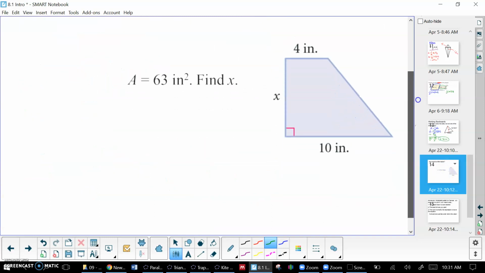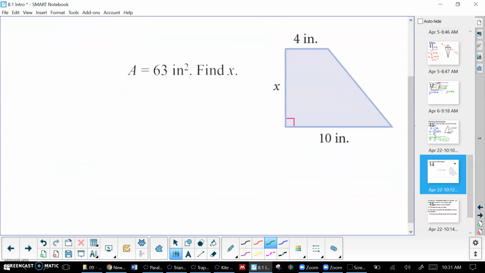Now the last one, a little bit harder still, is this one right here. And so what we've got here is a trapezoid. You'll notice that the perpendicular symbol is already there. So again, I'm going to let the video pause here. Go ahead and work this out and answer that question, and then we'll come back and do it together.